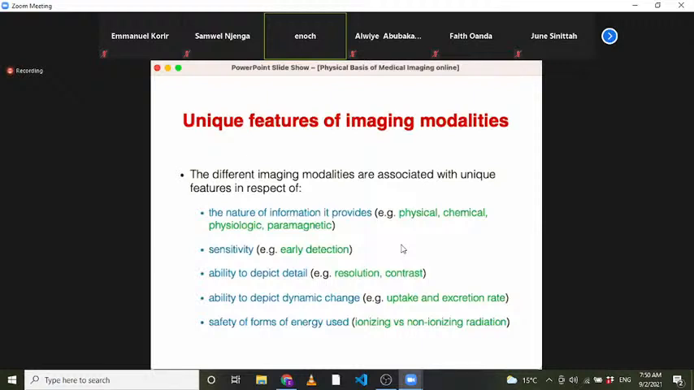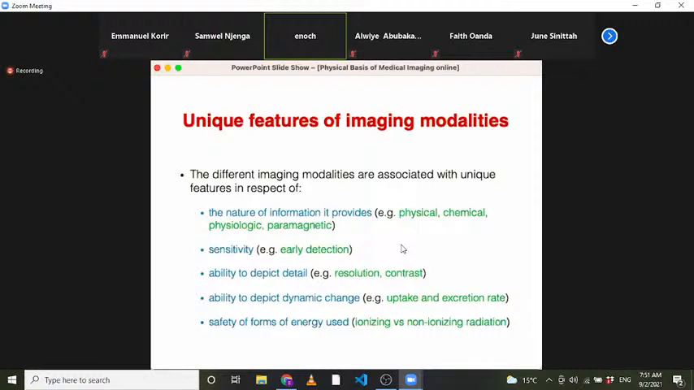Then there is uptake and excretion rate. This is where we say radionuclide imaging, or nuclear medicine, shows how the tracer is accumulated in the targeted organ and how it is excreted. So one can be able to tell. With radionuclide imaging, like for a renogram, one can get such information.